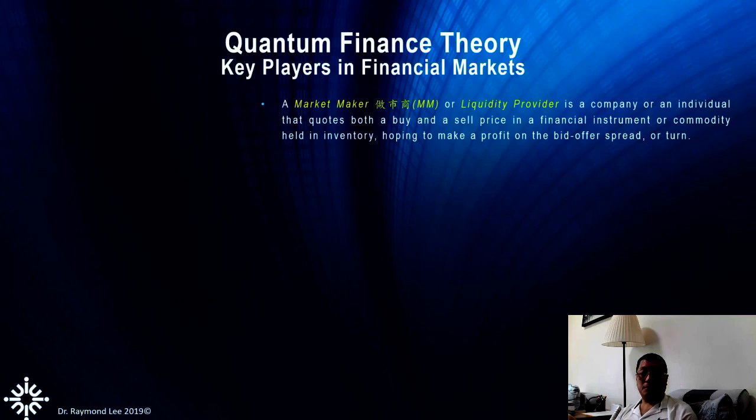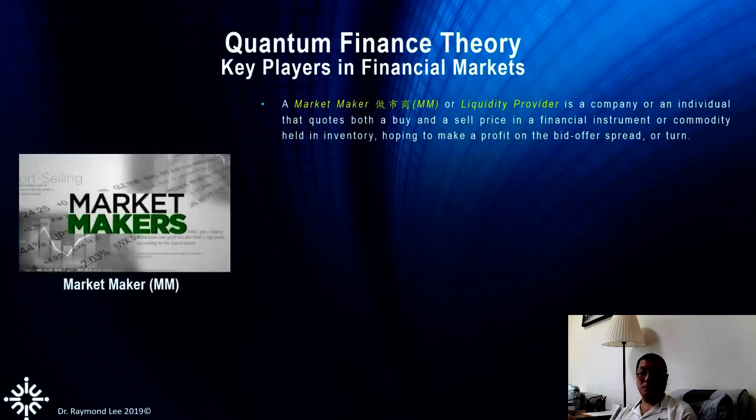So market makers. Market makers are very important. They are organizations or companies, most of the time a financial institution, that provide a platform for people to buy and sell things. Just like a supermarket. The supermarket is a very good example. The supermarket is a marketplace for people to buy and sell things, right?